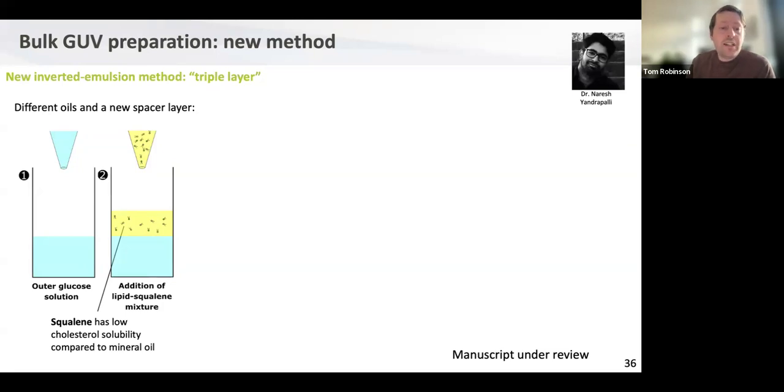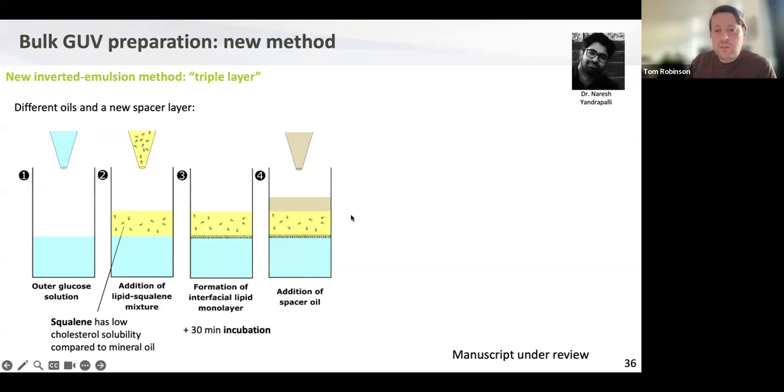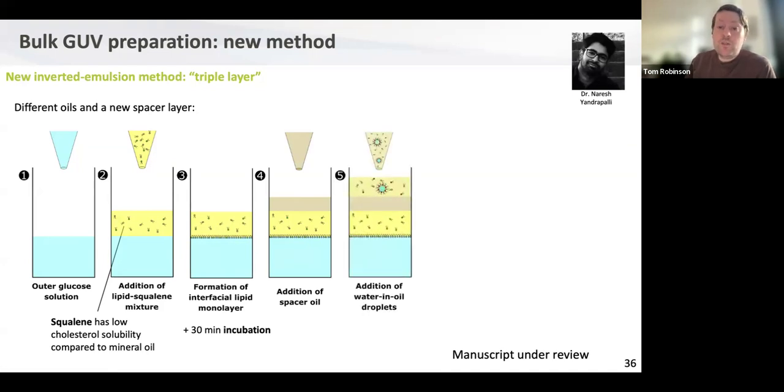The reason why we use squalene is because it has a lower affinity for cholesterol compared to mineral oil, which is normally used, and I'll explain why later. Then we have a longer incubation time to make sure we have a good monolayer formation. Then we add an additional spacer oil, which in this case is mineral oil, which is less dense, so it sits on top, and that doesn't contain lipids. Then we add our emulsion on top, which is mineral oil again.